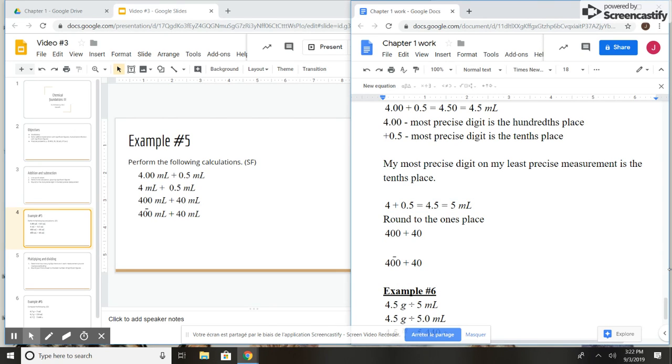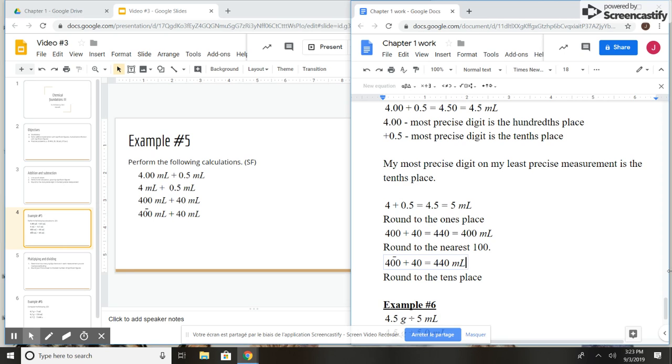For this case, I'm going to have to round to the nearest 100, because 400, its most precise digit, is that 4. Because those zeros are trailing zeros, they're not significant. So I originally get 440, and then I round it to 400. And then for my last one, I'm going to round to the tens place. Both of these are equally as precise as one another. So I end up with 440 milliliters, and I could leave it as that.